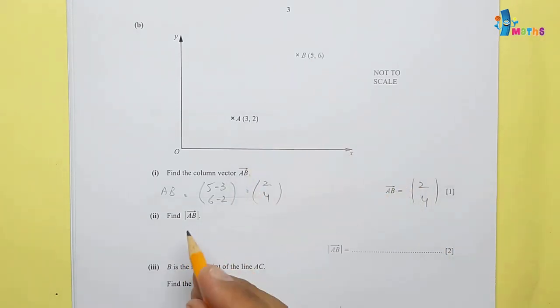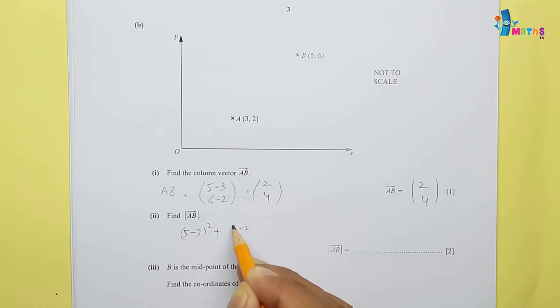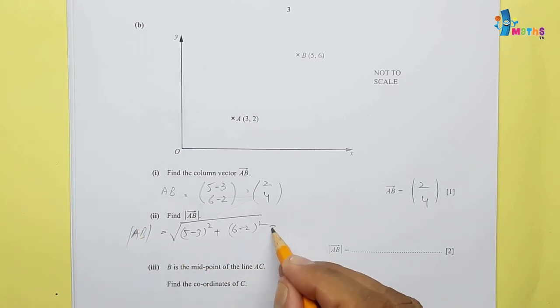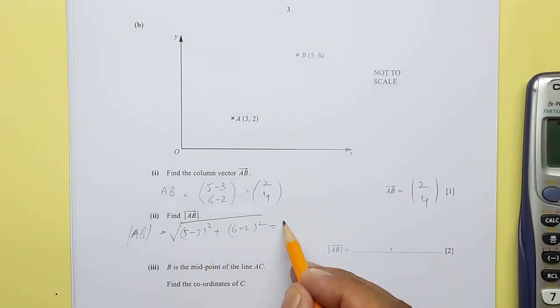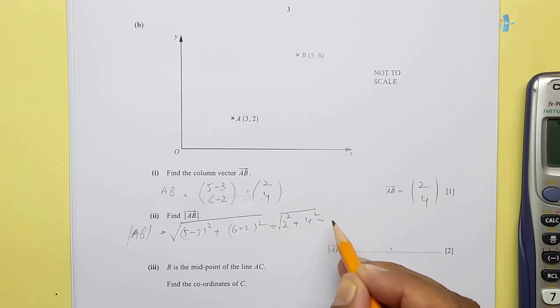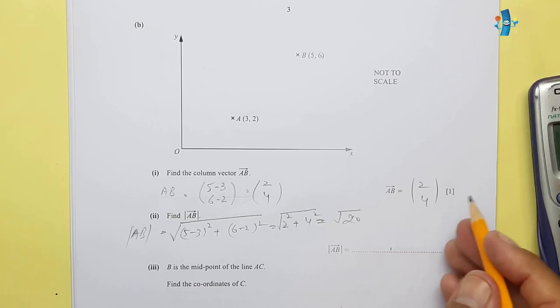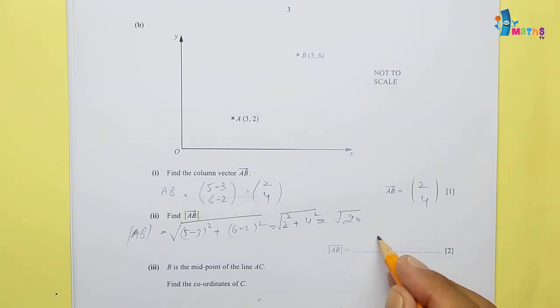AB mod will be the square root of (5 minus 3) squared plus (6 minus 2) squared. We can use a calculator for this. 5 minus 3 is 2, so 2 squared plus 4 squared, under root. We can do it mentally: 4 plus 16 is 20, so root 20. Root 20 is equal to 4.47. So we can write our answer as 4.47.